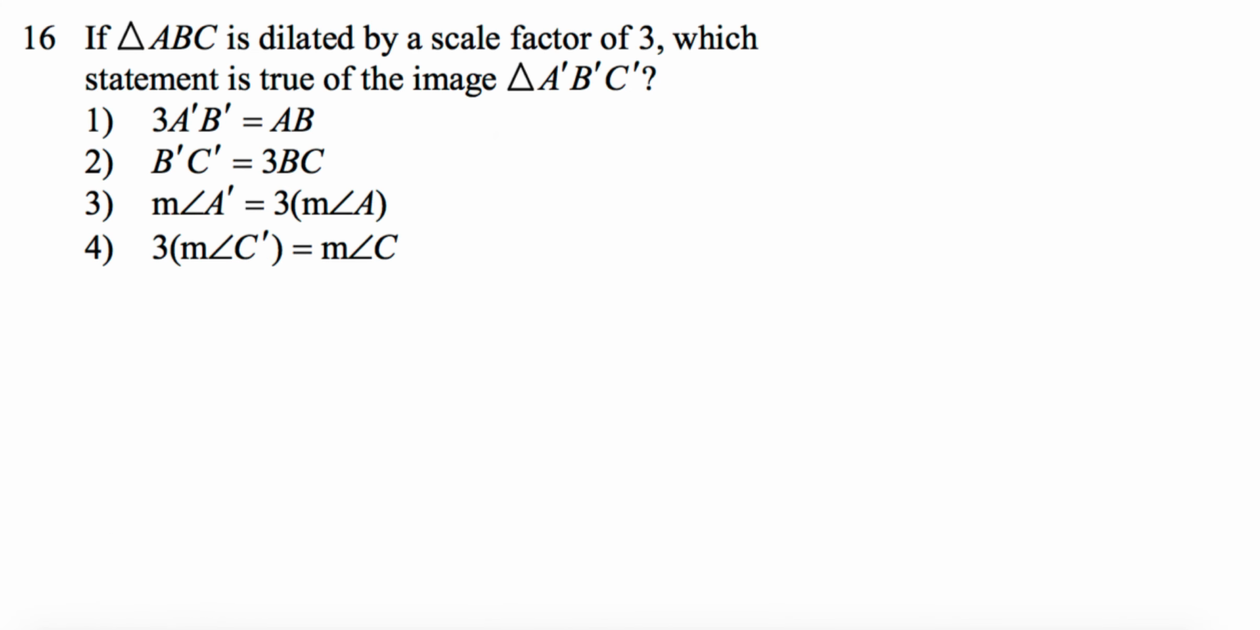All right, let's move on to the next question, number 16. Triangle ABC is dilated by the scale factor of 3. Which statement is true? The length will be tripled, so that's correct. But which side is tripled? In fact, this is 3 times the original one, so A prime B prime in fact is equal to 3 times AB. So in fact, the first one is not correct, hence the first one is the correct answer.